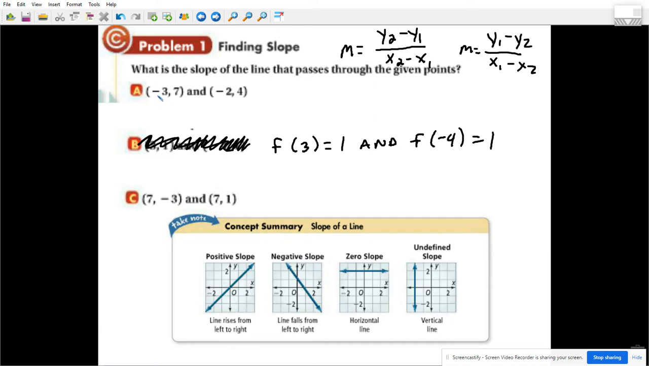So in this example, I'm just going to simply label this. This is my x value. That's my y value. This is my x1. That's my y1. That's my x2. That's my y2. So I'm going to say m equals y2, which is 4, minus y1, which is 7, all over my x2, which is negative 2, minus x1, which is negative 3.